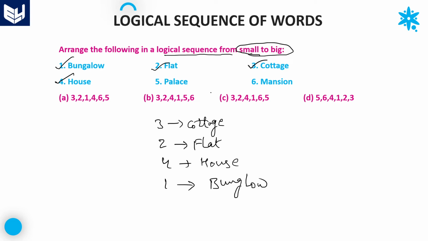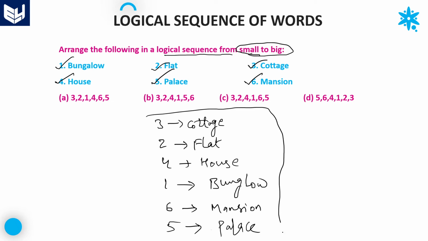Many students are confused about these two. Some people will think that palace is the smallest one, some people will think that mansion is the smallest one. But the correct answer is that mansion is smaller compared with palace. So next order must be mansion. Once it is done, finally palace is the highest, the biggest one. This is a small to big order.